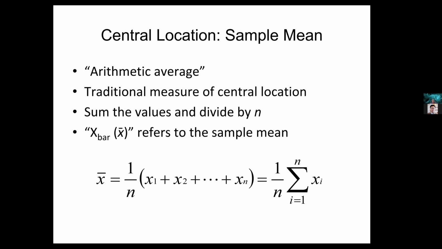Now, the mean is the arithmetic average, the traditional measure of central location. You will see the X bar, which is X with a line above it, refers to the sample mean. The sum of the values divided by n will give you this equation right here.